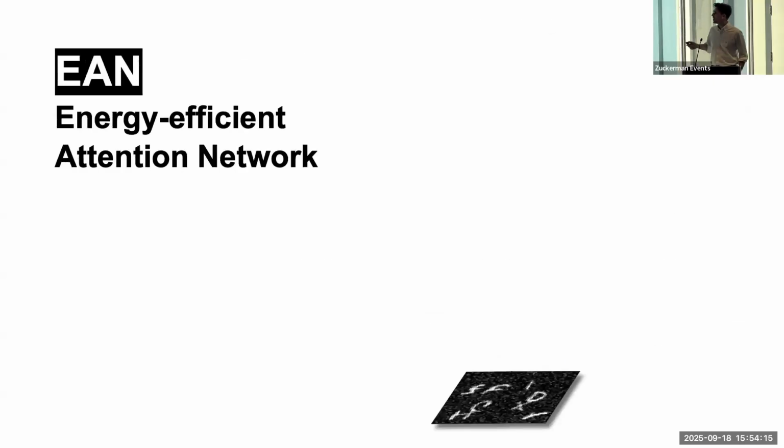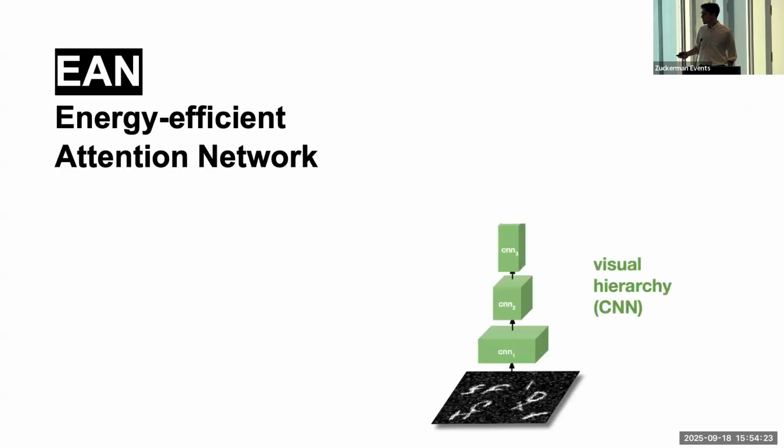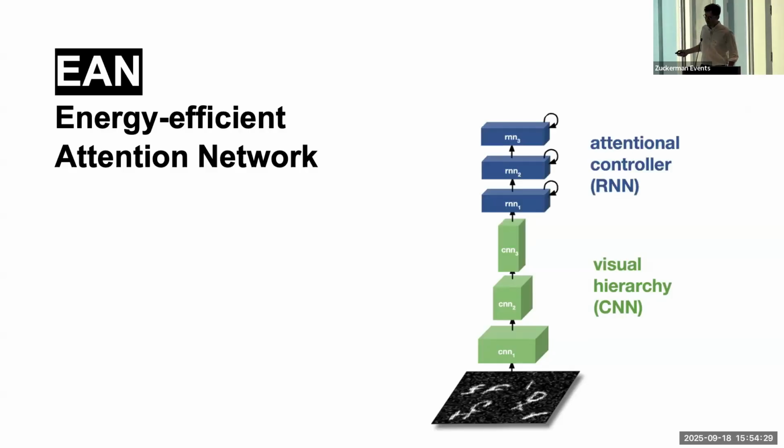So how does the model work? The Energy Efficient Attention Network, on each time step, receives an input image, in our case the search image, and processes it using a visual hierarchy, which is implemented as a convolutional neural network, followed by what we call an attentional controller, which is implemented as a recurrent neural network. The recurrent neural network keeps a hidden state across time, so it can integrate information across time. Importantly, the attentional controller computes a top-down attention signal, which is implemented as multiplicative gain that can modulate the processing in the visual hierarchy.